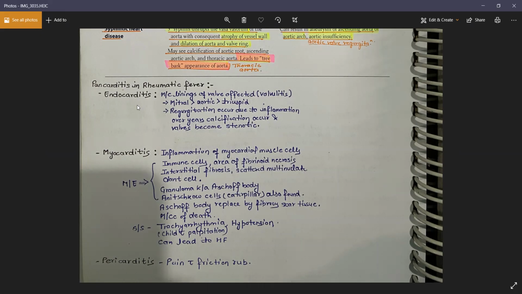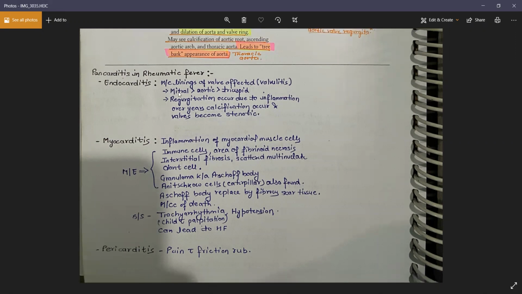But soon, the healing will occur, the scarring will occur, and the calcification will occur. Because of this calcification, this regurgitant valve will become a stenotic valve. So initially there will be a regurgitation. After some time, years later, the patient will have the stenosis. Very important, the first thing. And most commonly, the mitral valve is involved, then the aortic, and then the tricuspid.